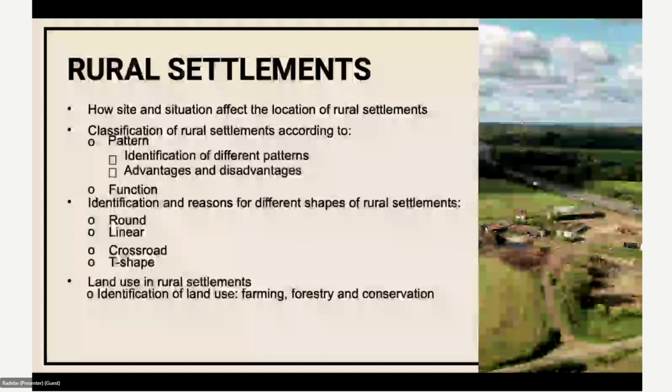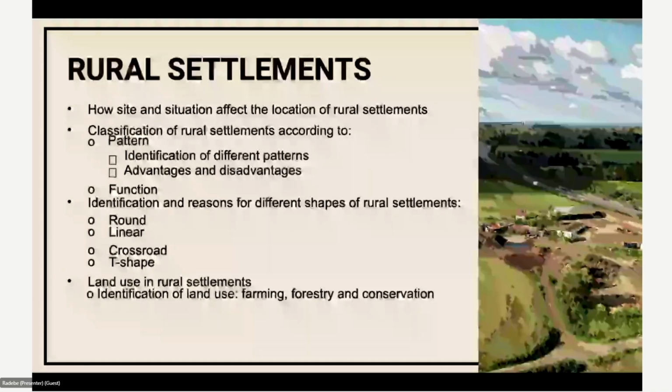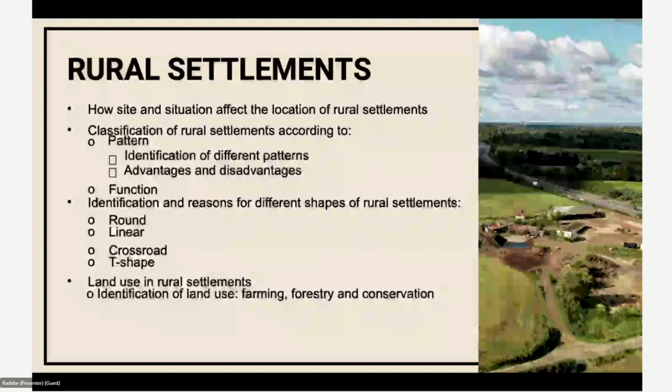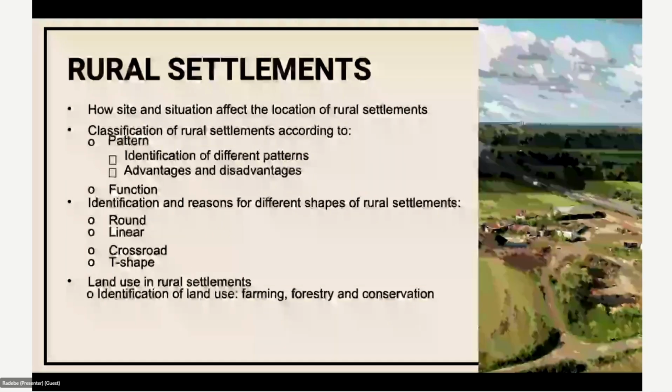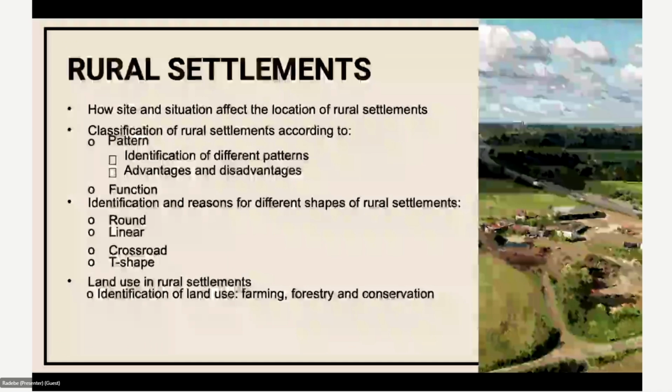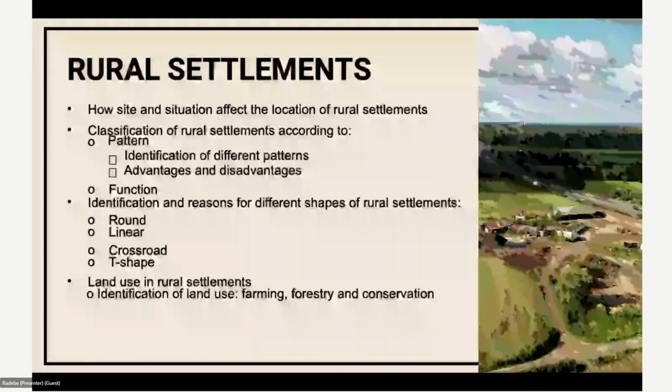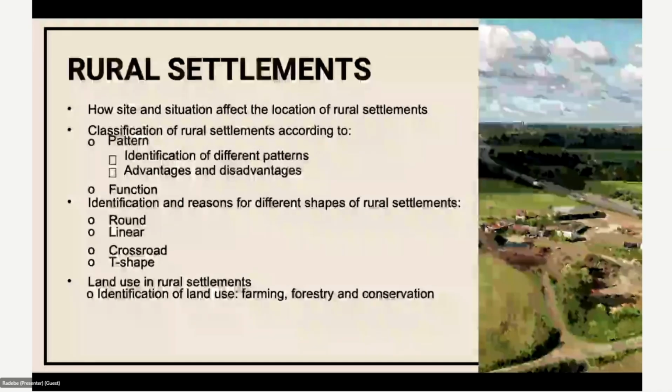That's an example. If we look at a round one, it is like a circular shape. In the olden times, you'll see people settling in the area whereby they surround the church or market square, so that they can have access to the church or the market square. That is how it is. So make sure that your learners understand the shapes in rural settlement.